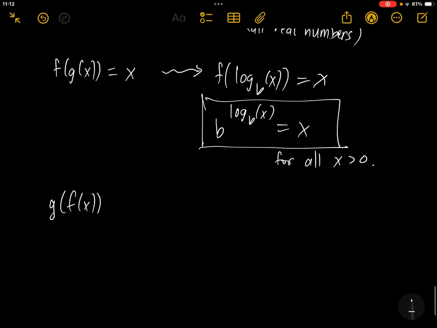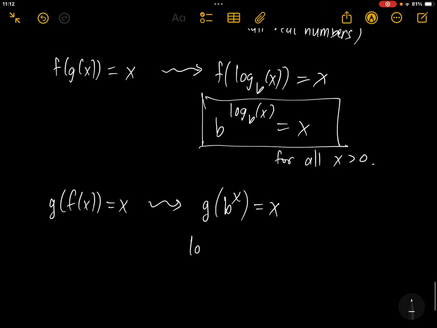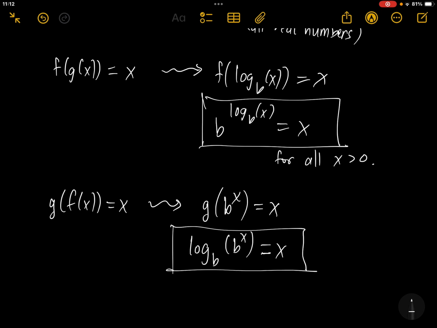And if we write out what g of f of x equals x tells us, f of x is b to the x. So g of b to the x equals x. g is the log sub b function. So when you plug b to the x into the log sub b function, you get x. So this is what we've seen before. Log sub b of b to the x power is x, but this is for all real numbers x.